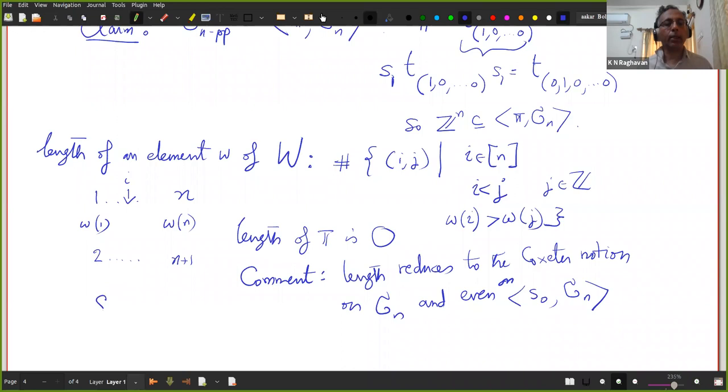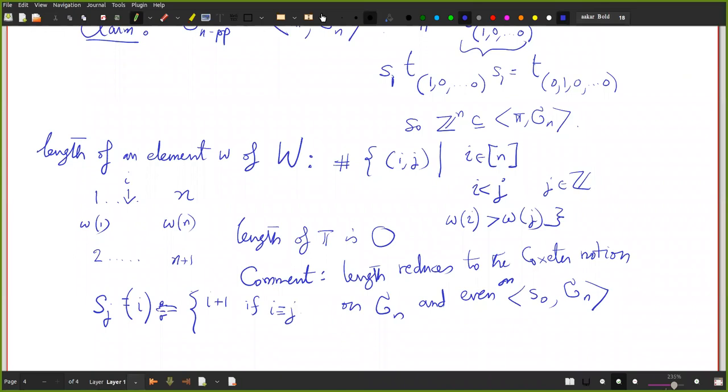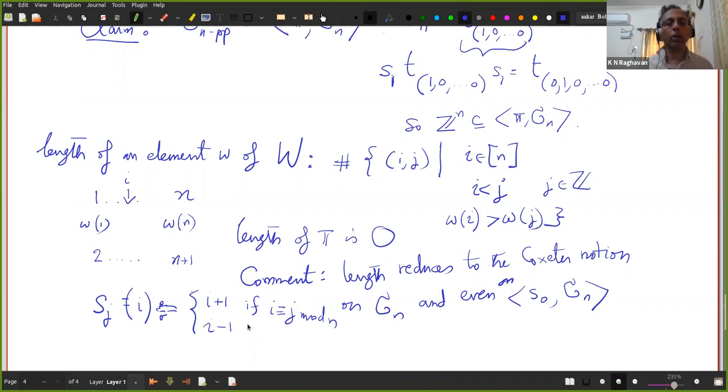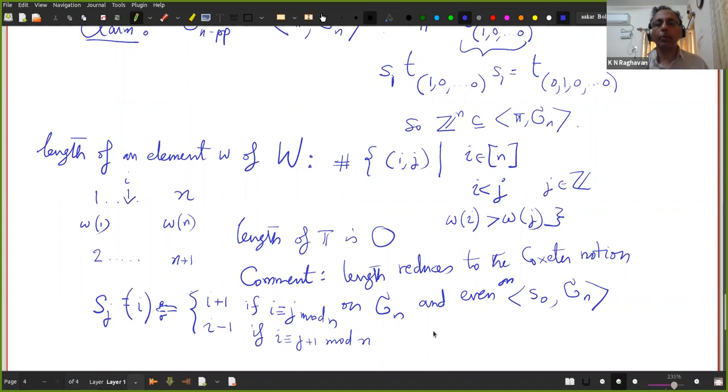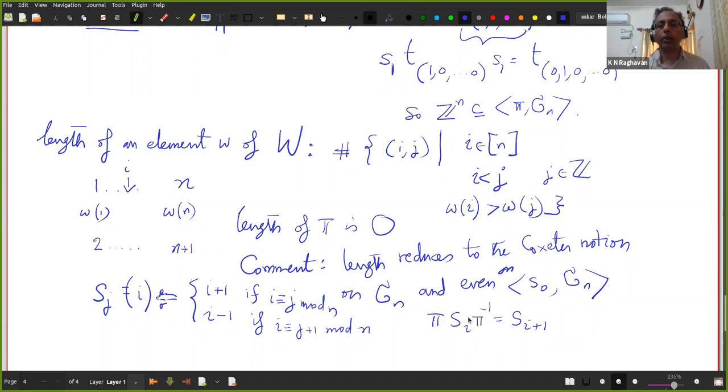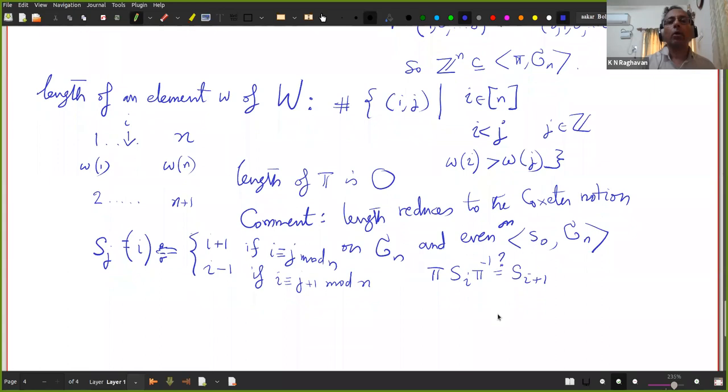Sorry, what is S not in this? You can define Sj actually. Let me define this. Sj of i is equal to i plus 1 if i is congruent to j mod n, and i minus 1 if i is congruent to j plus 1. That's my definition of S. And there are nice relations, like pi si pi inverse is si plus 1. I hope I got this right, but you can easily check this.